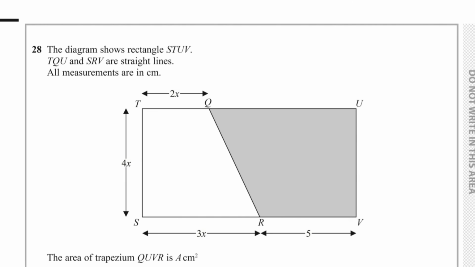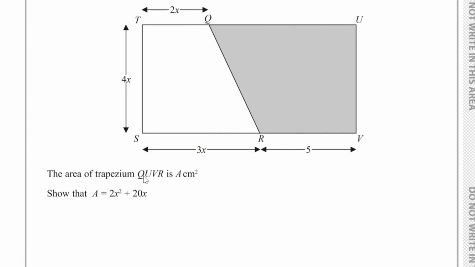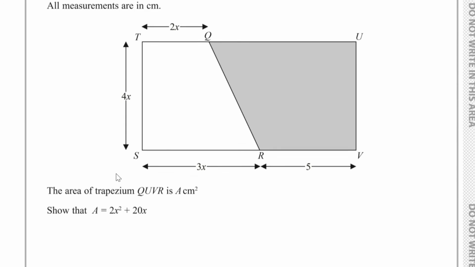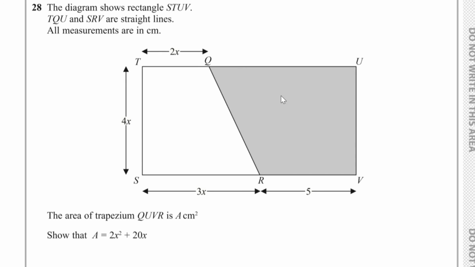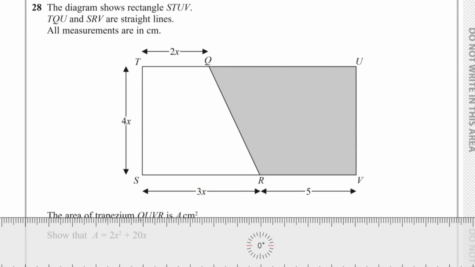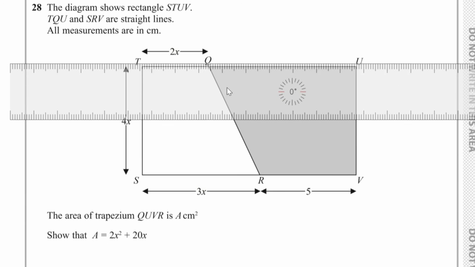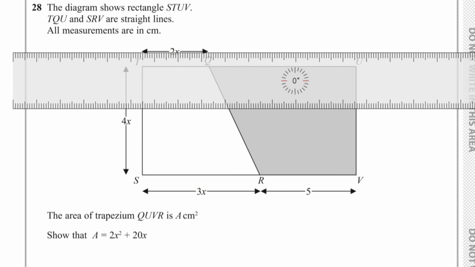Question number 28. The diagram shows rectangle STUV, TQU and SRV are straight lines. All measurements are in centimeters. The area of the trapezium QUVR, the shaded one, is A centimeter squared. We have to show that A is equal to 2x squared plus 20x. Well, what I can do is find out this missing length over here. So we can find out this missing length.